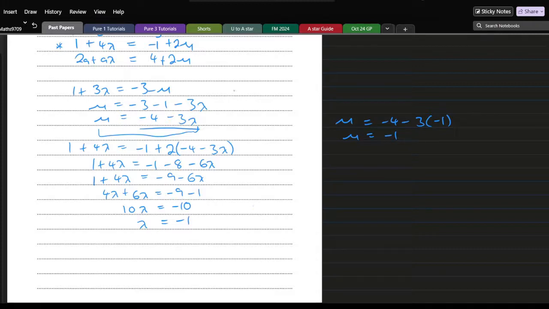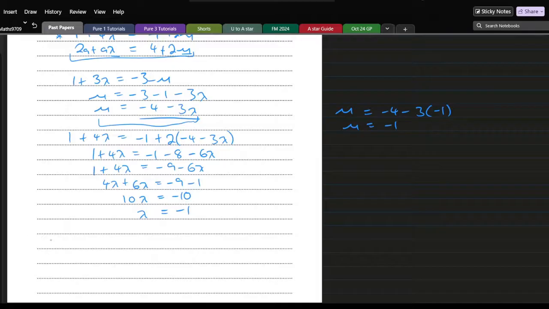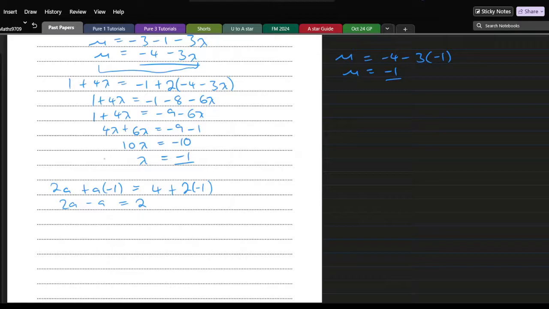And we can now use this information in the third equation. Because we know what lambda is and we know what mu is, it will allow us to evaluate a. So that becomes 2a plus a lambda, lambda is -1, is equal to 4 plus 2 mu. Mu is -1, so that's 2a minus a is equal to 4 minus 2, so that's 2. And that gives us a must be equal to 2.